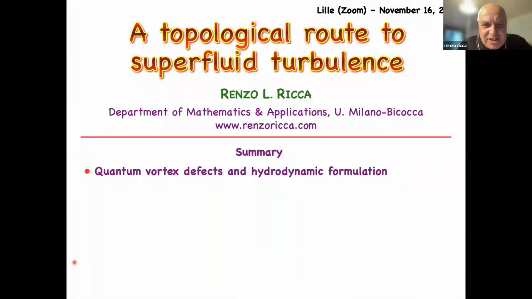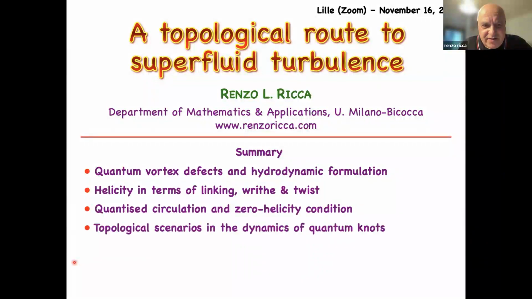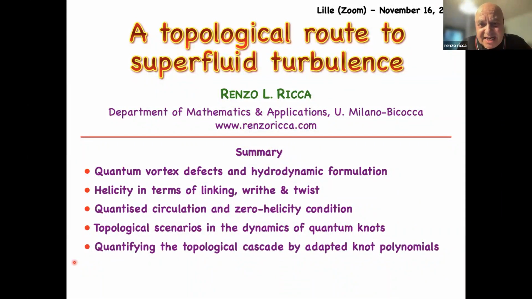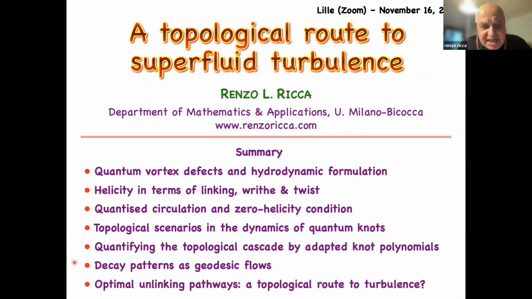Okay, so the summary: quantum vortex defects and the hydrodynamic formulation as a startup. Helicity in terms of linking, writhe, and twist, just to recall some basic information. Quantized circulation and zero helicity condition is an important aspect of this. Topological scenarios in the dynamics of quantum knots, and then quantifying the topological cascade by adapted knot polynomials, which represent something new, I hope, to all of you. Decay patterns as geodesic flows, something technical in this context, and then finally maybe a view of the formation and description of turbulence in superfluids by information on optical unlinking pathways.